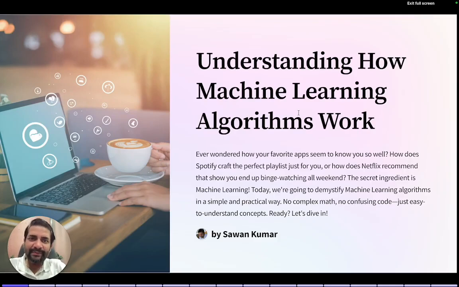Today, we're going to demystify machine learning algorithms in a simple and practical way. No complex math, no confusing codes, just easy to understand concepts. Ready? Let's dive in.